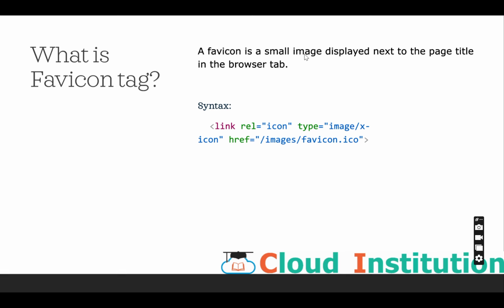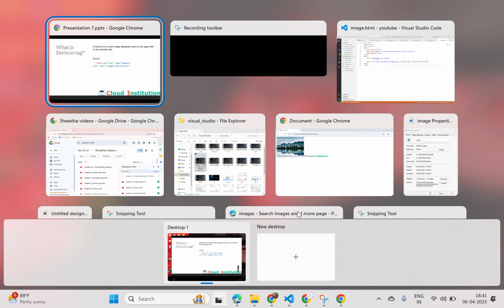So the favicon is a small image displayed next to the page title in the browser tab. This is the syntax of that. If I want to add a favicon, there is no image tag you have to use. You have to go with the link tag, and it goes in the head. We have to add it in the head itself. Let's go through the practical to understand more.